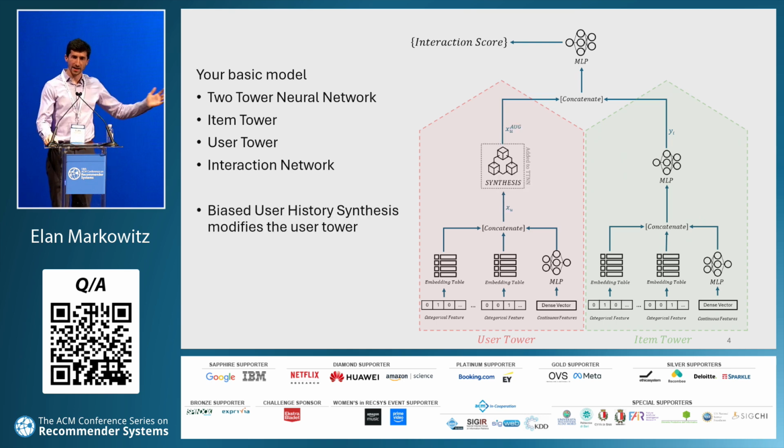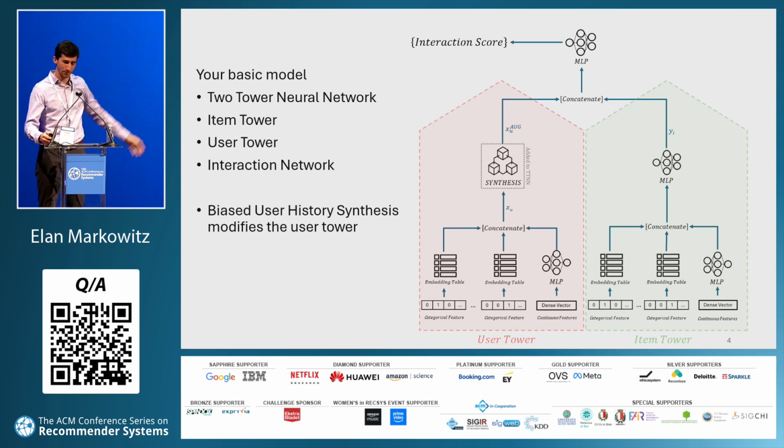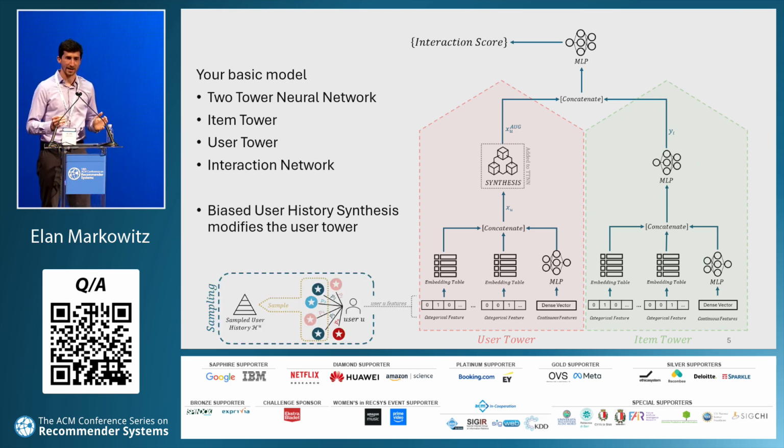The way biased user history synthesis works is we take the user tower and add in a synthesis step. In this step, we start by sampling from the items that a user has interacted with. This is very common. The key step is that we sample not based on a uniform distribution or most recent, but a distribution based on the item degree. In this case, the softmax of the inverse degree.